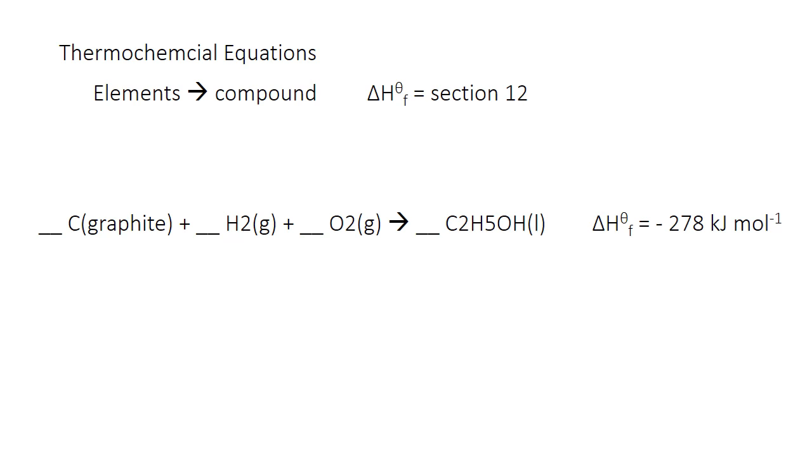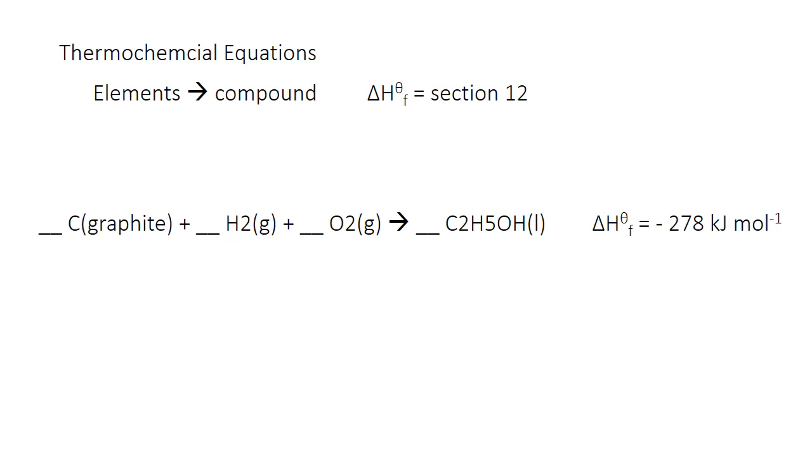Before you actually go through and calculate delta H of formation, so on and so forth, you need to know what a thermochemical equation is. So the thermochemical equation is when you have your elements going to your compounds. And then you're going to get your delta H of formation, which is in section 12 of your data booklet. Here is an example for ethanol. So ethanol is made from graphite, which is carbon, hydrogen, and oxygen.